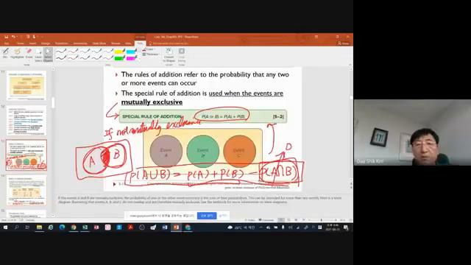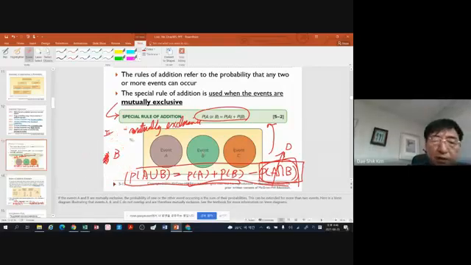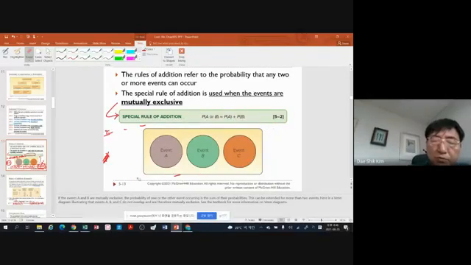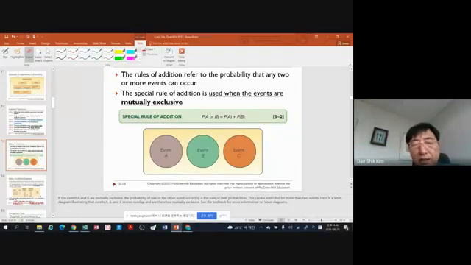You need to add up. For mutually exclusive events, addition will be enough. You don't need to subtract P(A and B). But if it is not mutually exclusive, you need to subtract something.